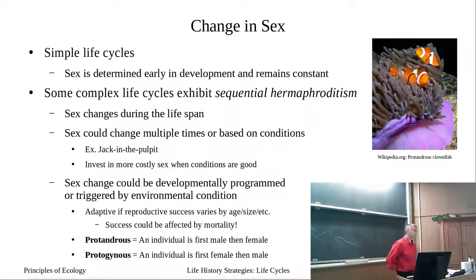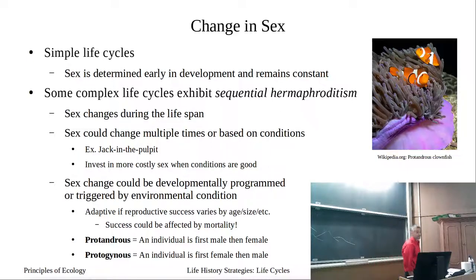Change in sex. So in simple life cycles, sex is determined early in our development and remains constant. But in our complex life cycles, we have the opportunity to change our sex, our functional sex, and we usually see it as sequential hermaphroditism, where you start out as one sex and then transition to another sex later on. And again, these are functional. So if we're going to see this, we're going to know that sex changes during the lifespan.